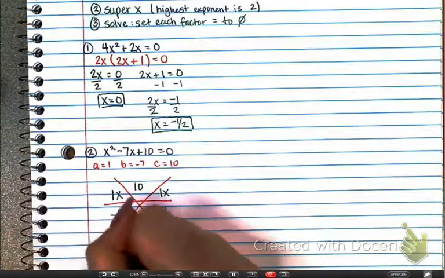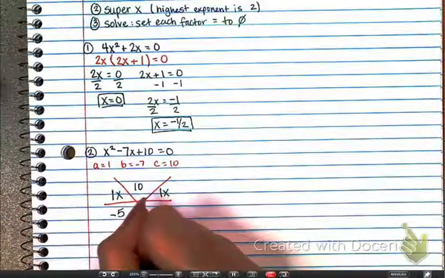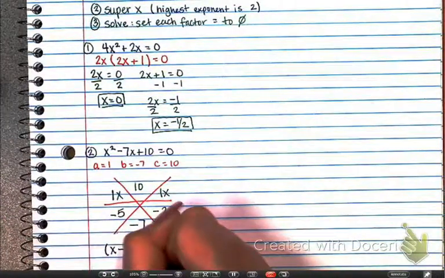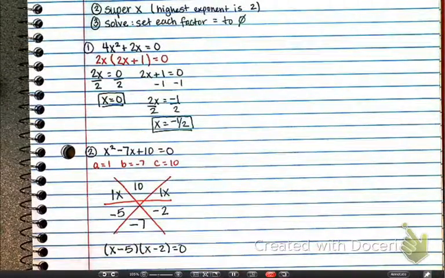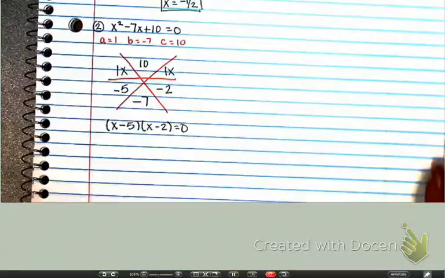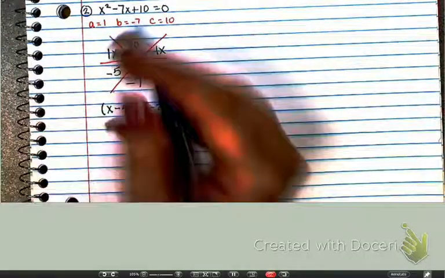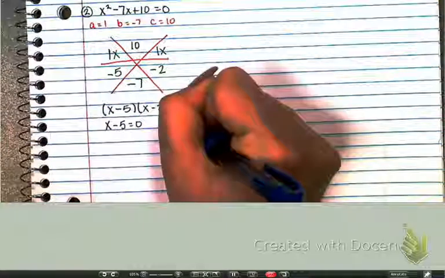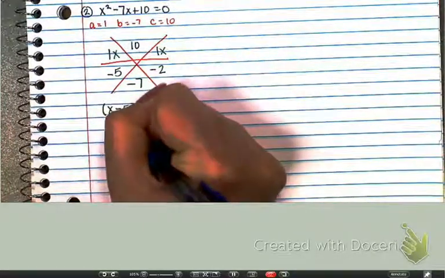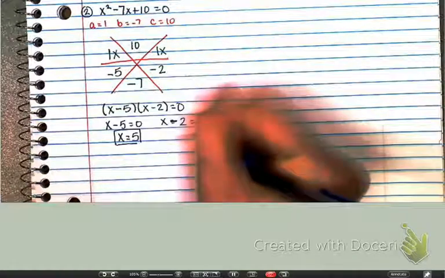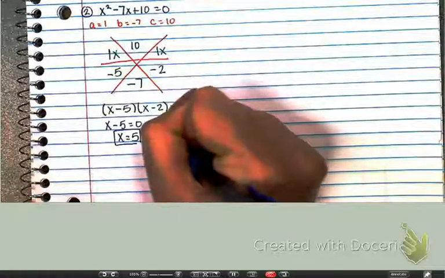As I was walking around, most of us were able to factor. Then we need to take our terms here and write them in parentheses. So x minus 5 and x minus 2 equals 0. And some of you just kept on going, which is great. To solve, you're going to set each of those factors equal to 0. So x equals 5 and x equals 2.